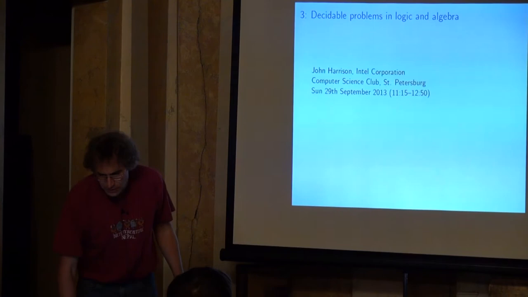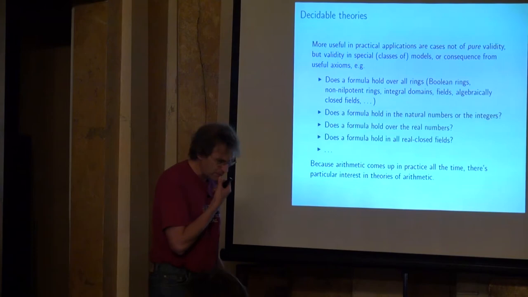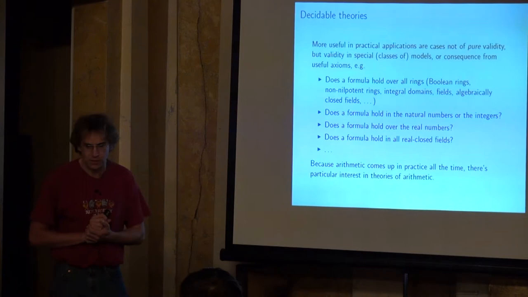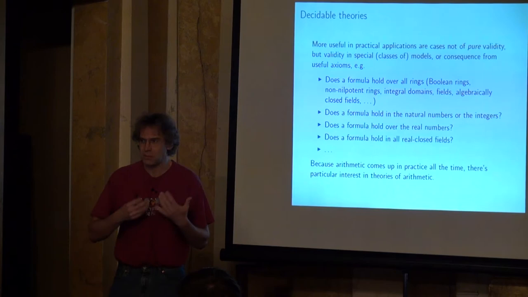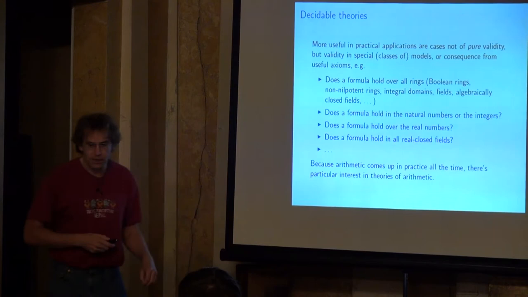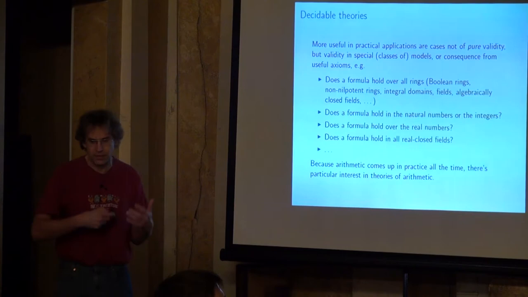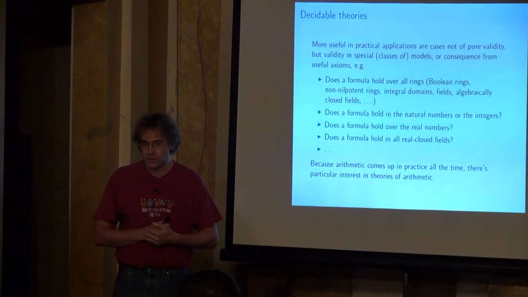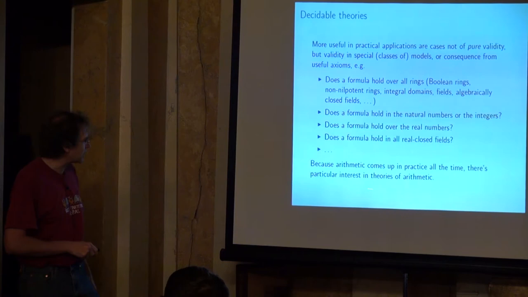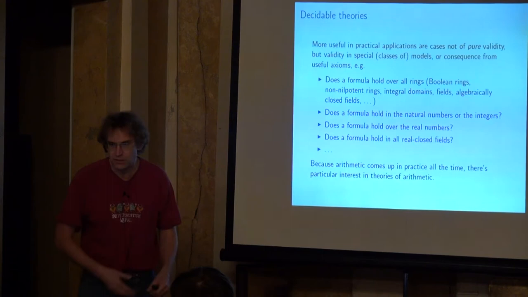So far I've been talking about pure first-order logic: is something logically valid over all possible interpretations of the function and predicate symbols? But in many cases, especially in practical applications, you don't care so much about that because you have some specific notion of what you want your functions and predicates to mean. For example, you might want to know whether a formula holds in the natural numbers, the integers or the real numbers. Or you might want to ask whether it holds in all algebraic structures of a certain kind, all integral domains or real closed fields. In particular, arithmetic theories come up all the time, so there's a particular interest in them.